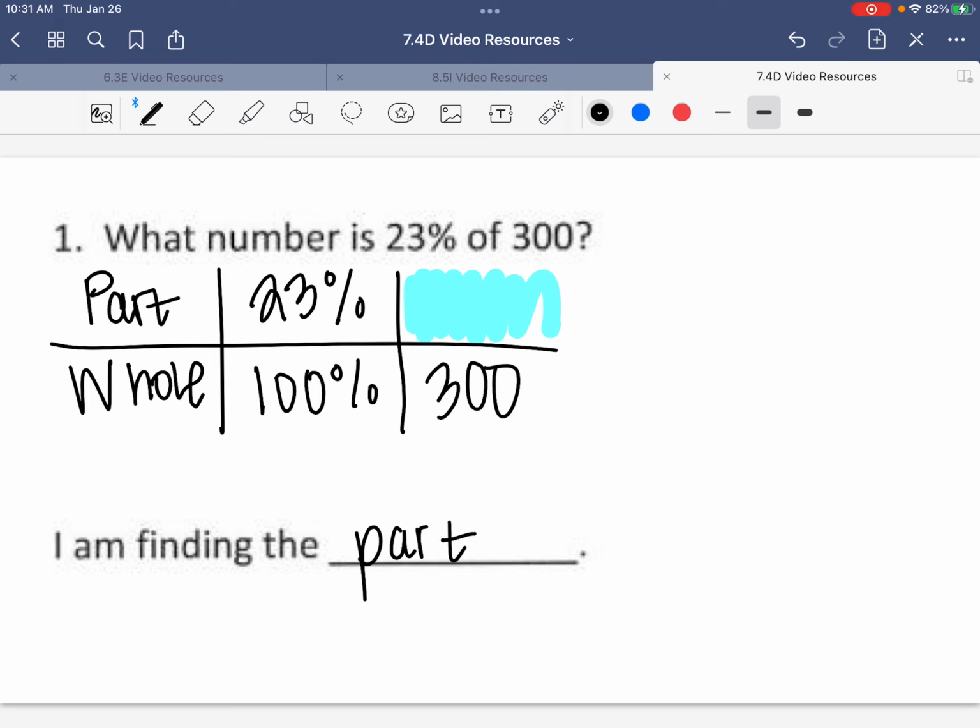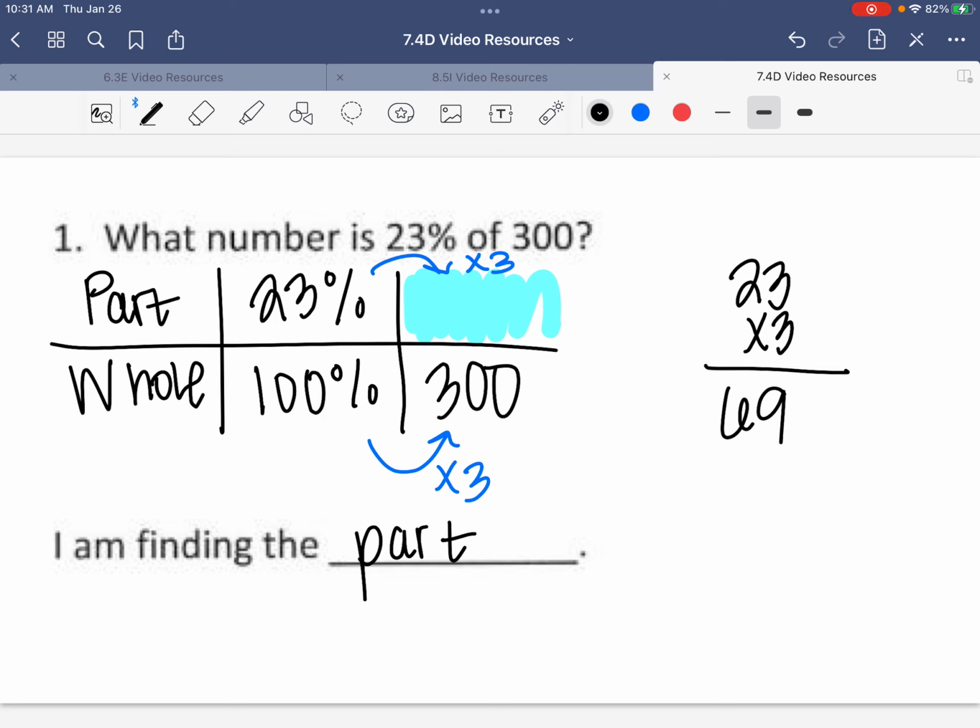And I see that in our table, I have a multiplicative relationship from 100 to 300. I can scale up by 3, which means I can scale 23 up by 3. And when I do 23 times 3, we get 69. So 69 is 23% of 300. So that is our answer.